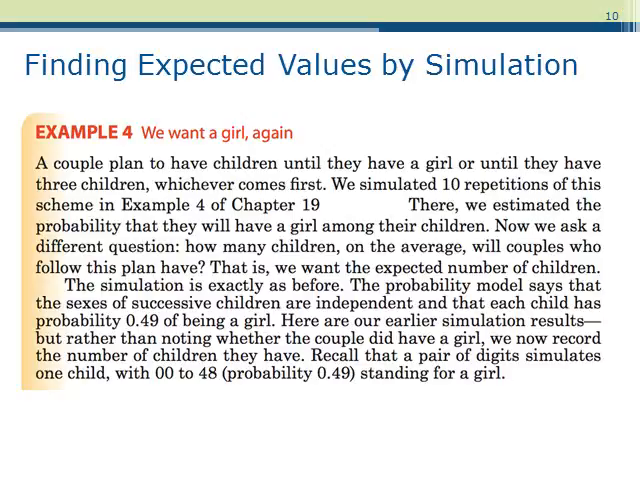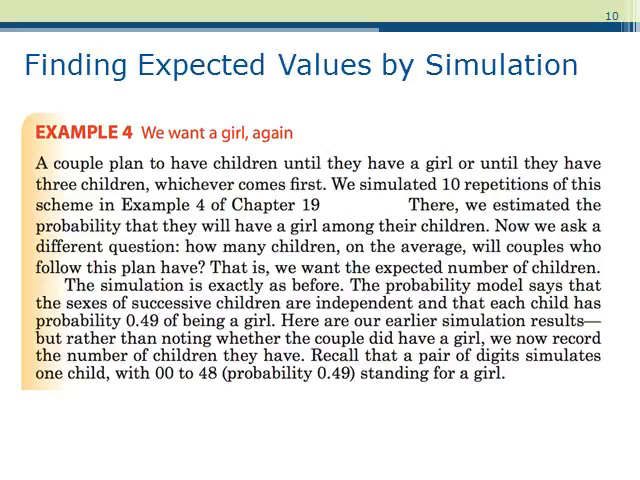Let's recall the example in Chapter 19 of the couple who decided to have children until they either had 3 or a girl, whichever came first. How many children on average will couples who follow this plan have? To try and answer this question, we will use a simulation. The simulation is set up just as before.